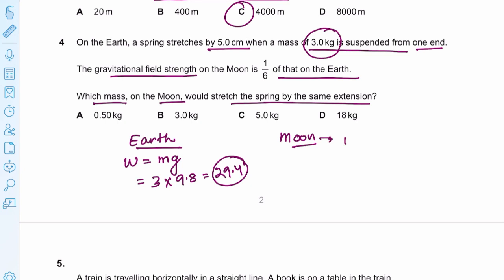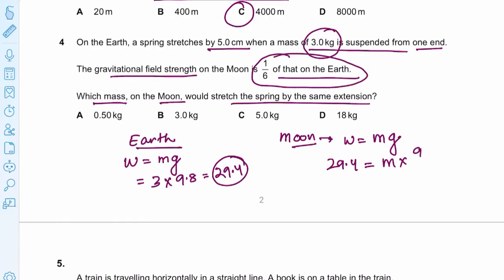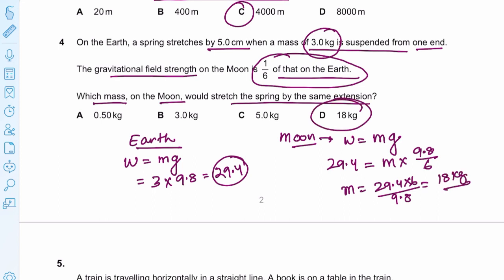So for the moon, the same formula, W equals m times g, and we have already calculated W here, so I'm writing here 29.4, and m I need to find out, and the gravitational field strength is given as 1 over 6, so I can write down 9.8 over 6, right? Correct. So if you rearrange it, m equals 29.4 times 6 over 9.8. When you put the values in the calculator, you will get 18 kg. So this answer should be D.